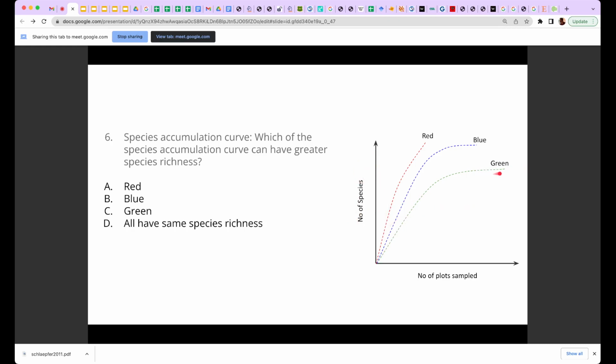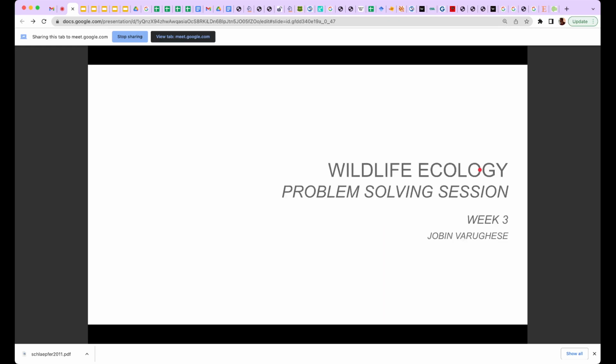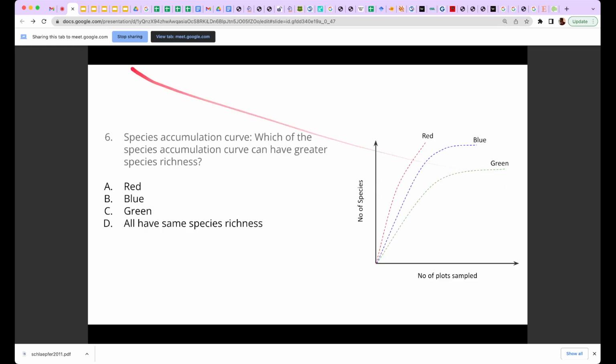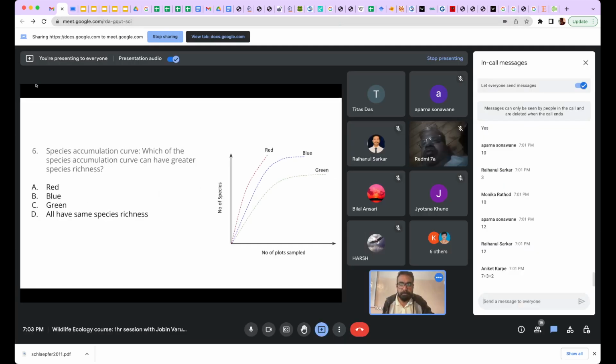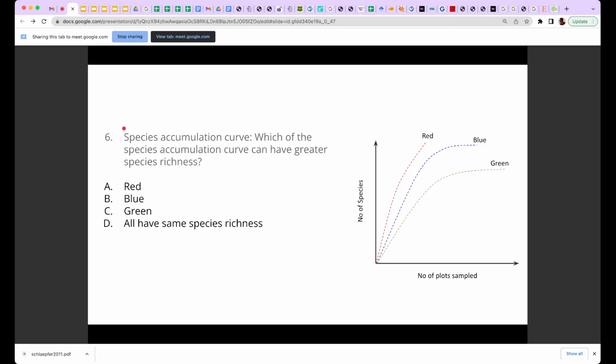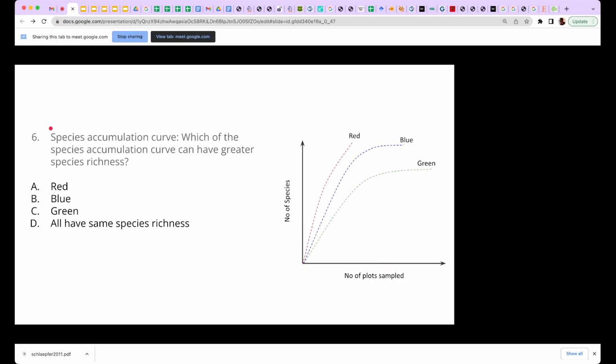So this area where the line becomes flat would tell you that, okay, I think we have sampled enough, we don't need to sample anymore. Do you get my point? Yes, sir. Everyone? Okay, cool. So I'll go back to the question that we were looking at.